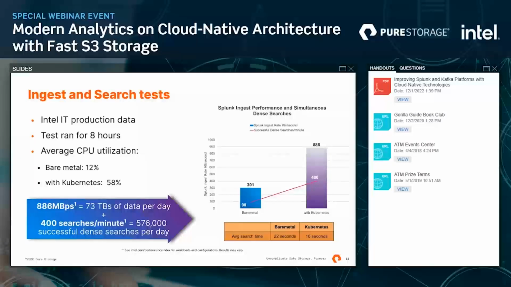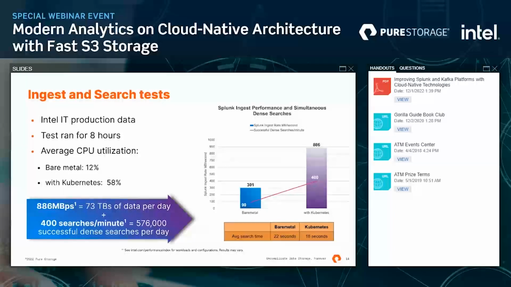Yeah, thank you very much, Merit. So following up on the testing that we did with Intel, this is one of the major tests, the test results, which was actually summarized by Merit earlier. As you see here, we did ingest and search testing with Splunk. As you pointed out, we ran the test for 8 hours. We initially did the baseline on the physical servers, and then with the same exact setup on Kubernetes, we ran the test again, right?